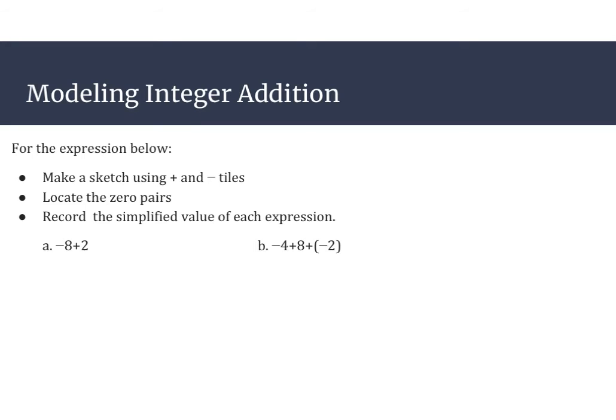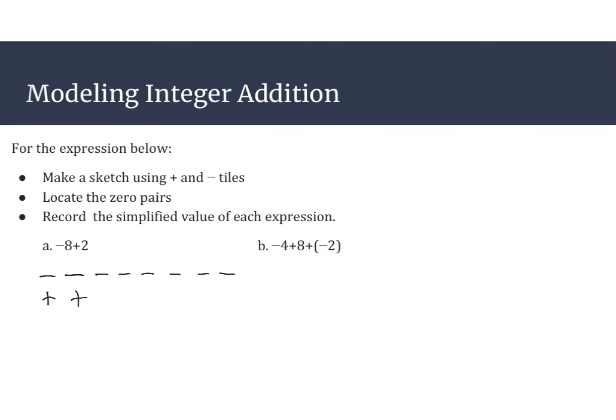So what that means here, so I have A is negative 8 plus 2. So I'm going to draw negative 8. 1, 2, 3, 4, 5, 6, 7, 8. And then I'm adding a positive 2. So always start with that first term and then move to the second term. I like to put my second term below the first. Remember, a term is the value that is separated by your operation. So our first term is negative 8, our second term is 2. So I'm adding a positive 2.